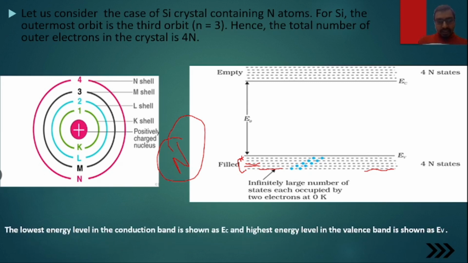The highest energy level in the valence band is represented here as EV, and the lowest energy level in the conduction band is represented here as EC. This is the general case, when no external energy is provided.